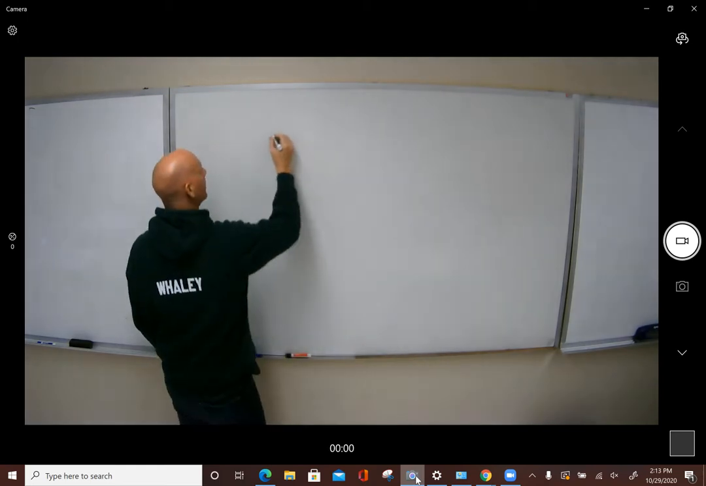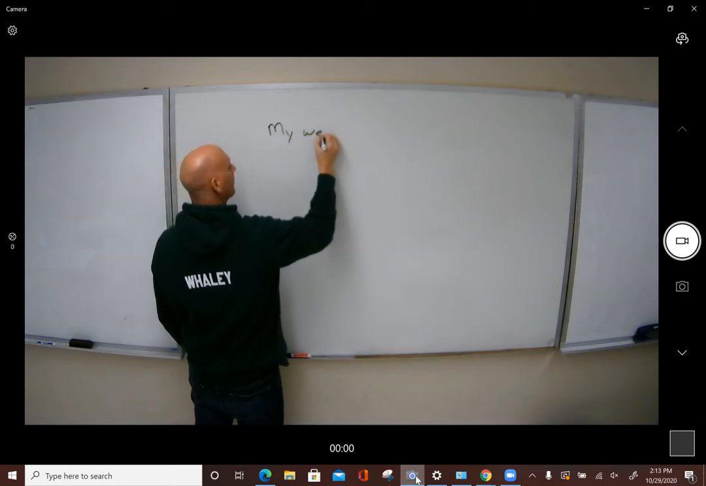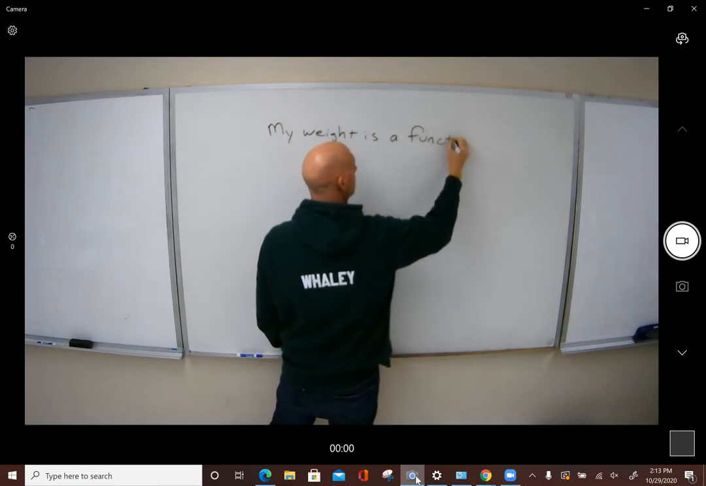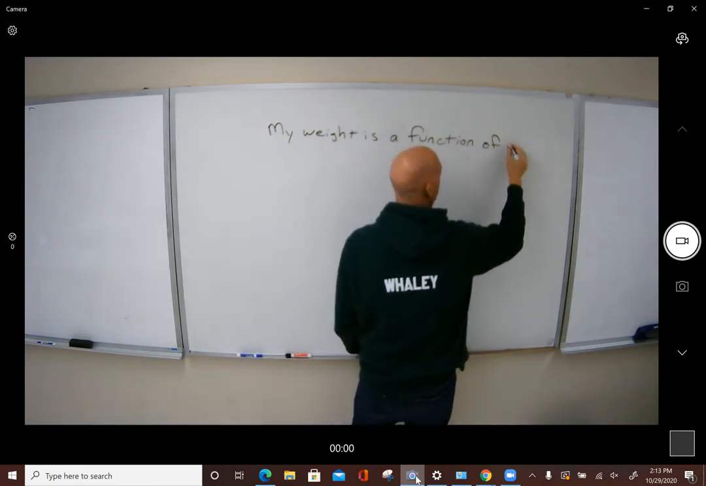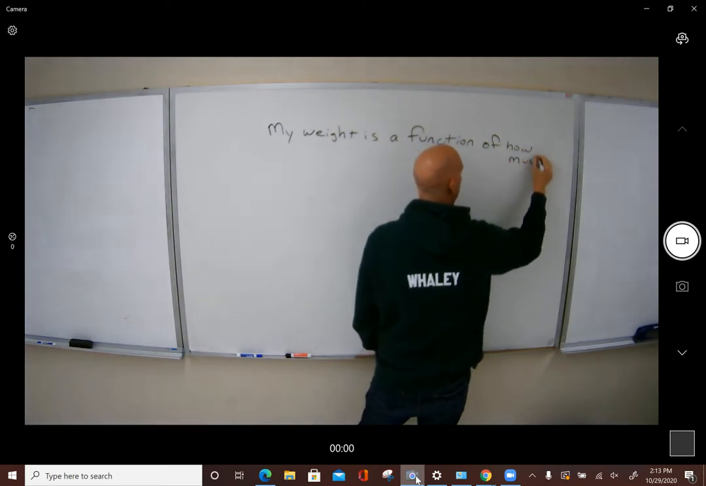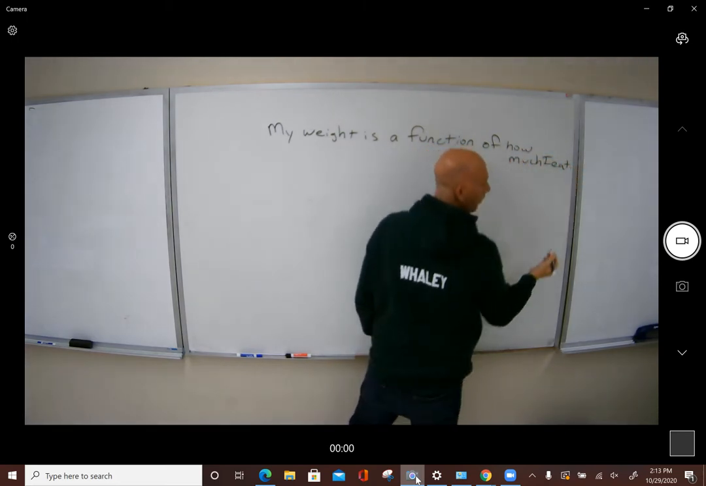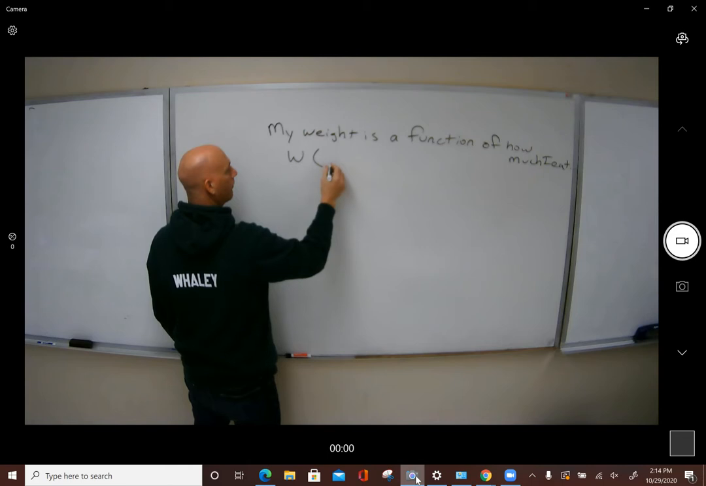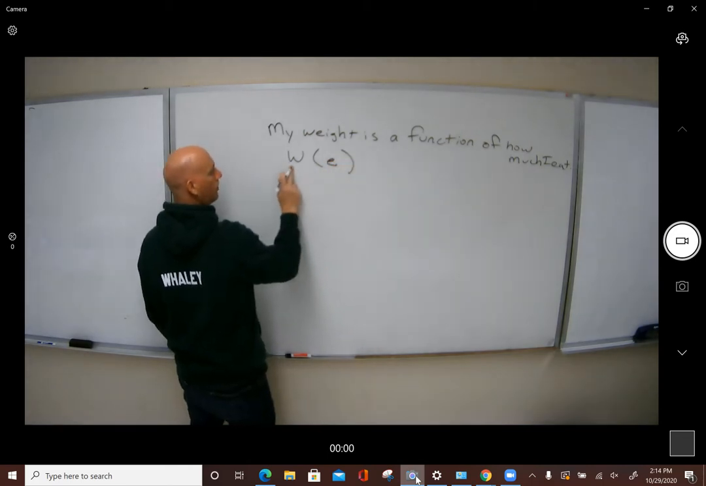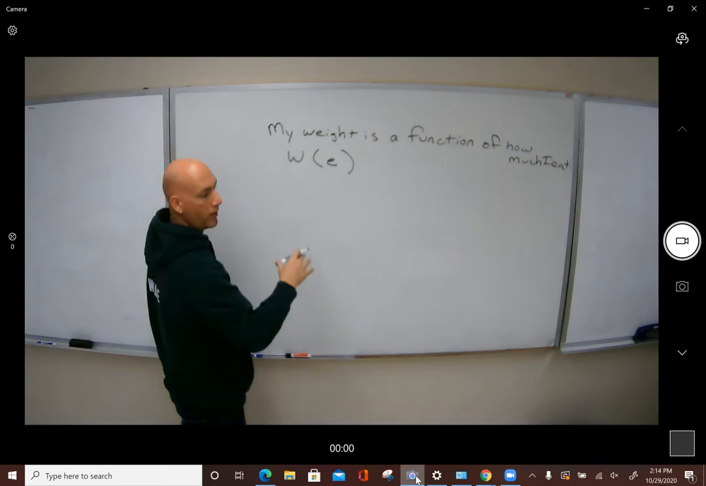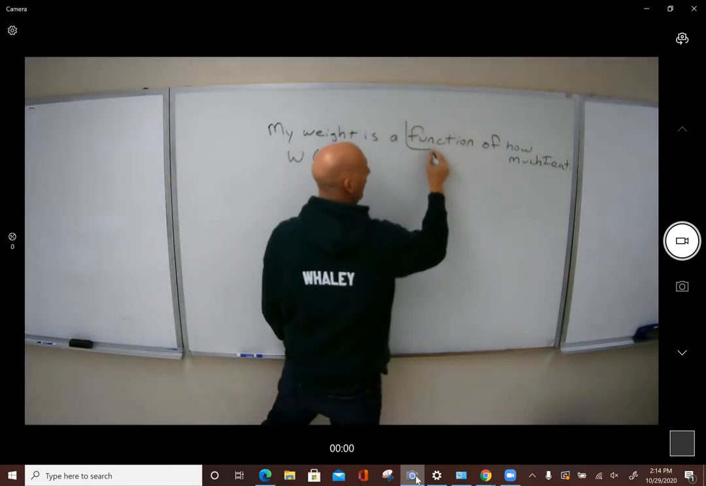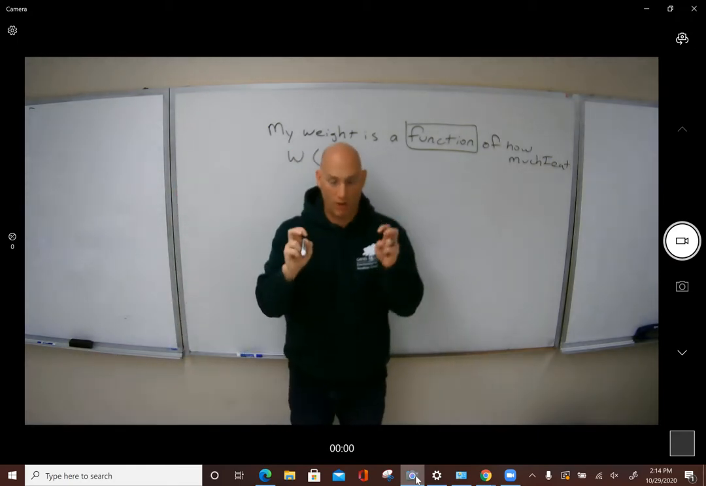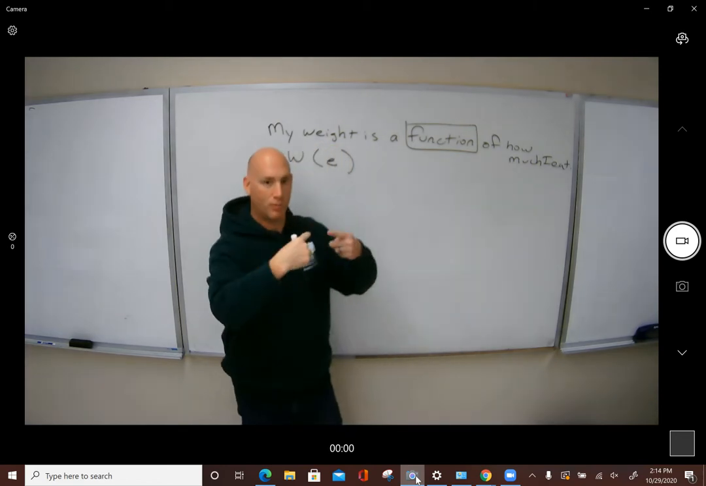So you could say, my weight is a function of how much I eat. And the way I would write that is, my weight is a function of the amount I eat. So W is a function of E. And it'll make more sense as we keep going. Right now, I just want to make sure we understand this concept of being a function of something else. Not just what is mathematically a function, but now we're talking about one variable being a function of another variable.